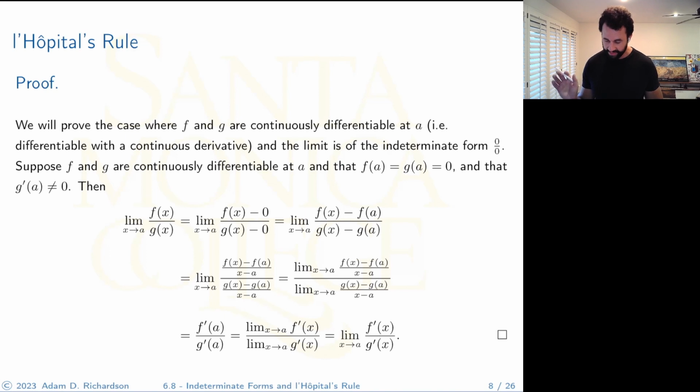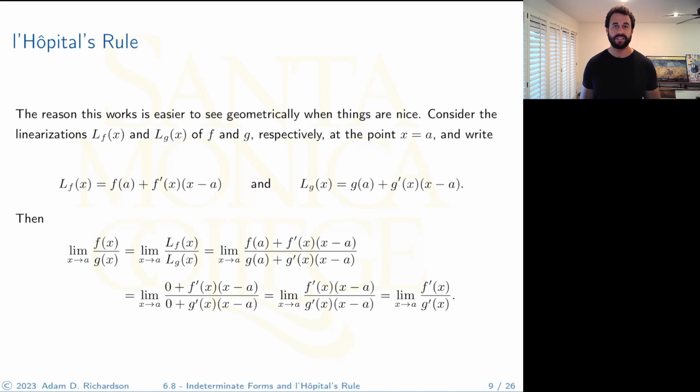All right, that being said, let us talk about a geometric interpretation. So we basically did an algebraic proof, and we have this idea, but sometimes it's easier to see things when you have a picture. Why is it that the limit of that original ratio is equal to the limit of the derivatives, right? Let's just assume that our function is differentiable at the point, then that means that it has a linearization at the point.